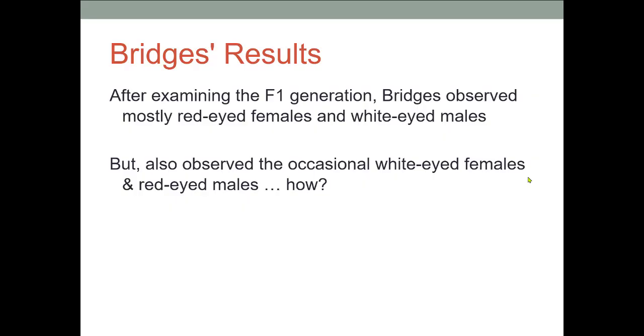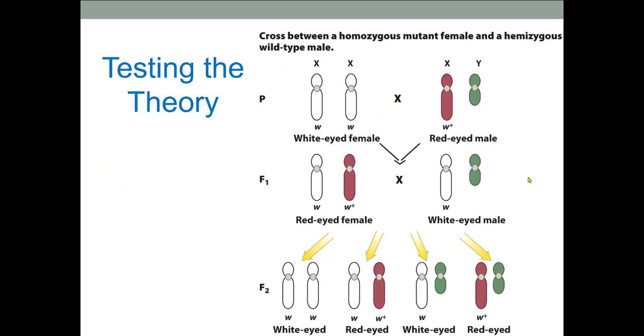How could that happen? Based on what we saw here, how could we get a white-eyed female in this generation and a red-eyed male over here? Well, we can't, right? It doesn't make any sense based on these pictures. The only way that we could get a red-eyed male, for instance, is if that male inherited the X from its male parent. But it's got to inherit the Y from the male parent. So how could it inherit both? That'd be strange. And then in that case, what did it inherit from mom?